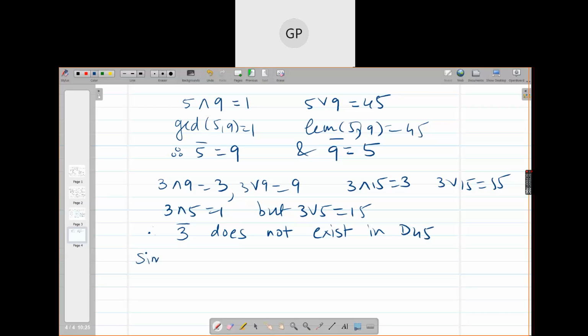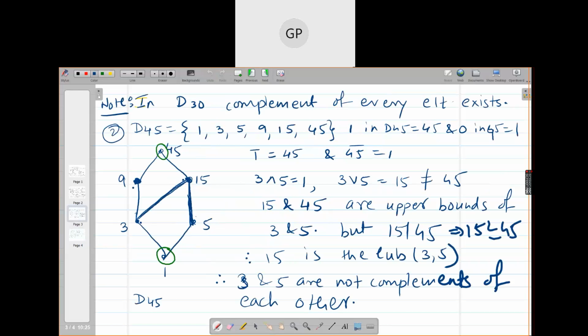And similarly, tell me about 15. Is something like this happening with 15? 15 and 9, what is their least upper bound? 15 meet 9. What is their least upper bound? Where are they meeting down? 1. No, 3. At 3 they are meeting. 15 and 9, what are the lower bounds? Which elements are lower bounds of 15 and 9? 1 and 3, right?